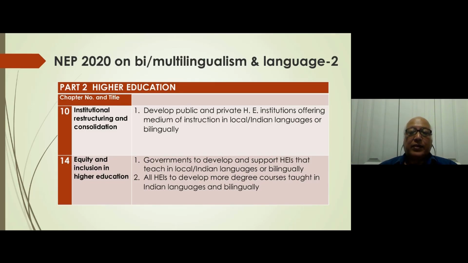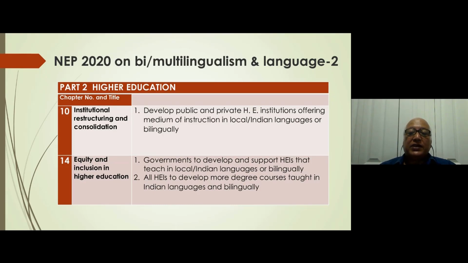So there's, in terms of institutional restructuring and consolidation, a suggestion to develop private and public higher education institutions offering medium of instruction in local Indian languages or bilingually. So that is an institutional level reform suggested.